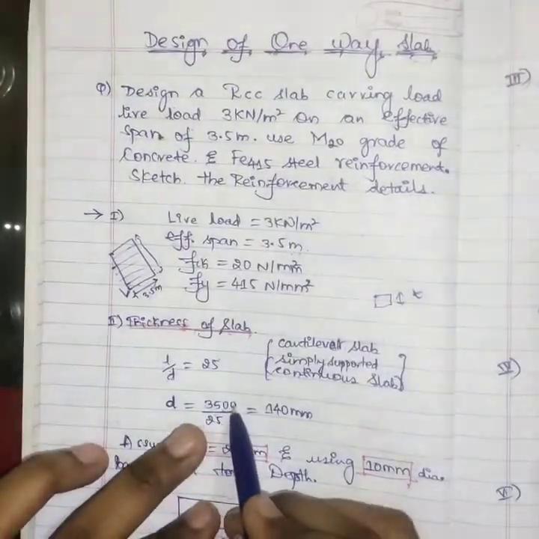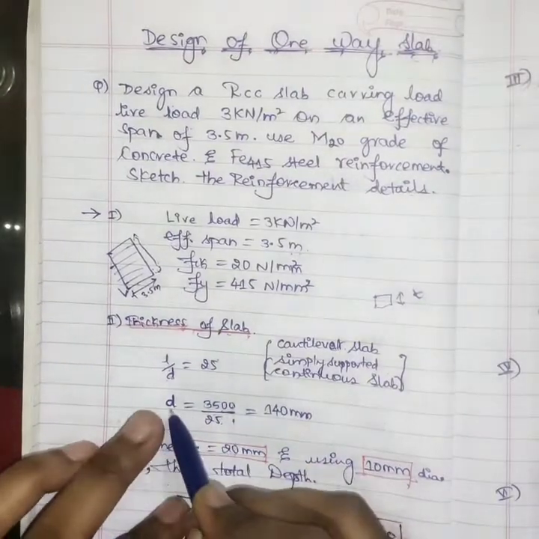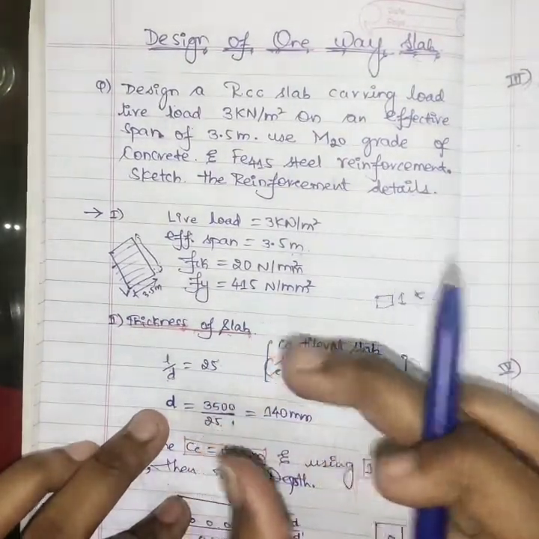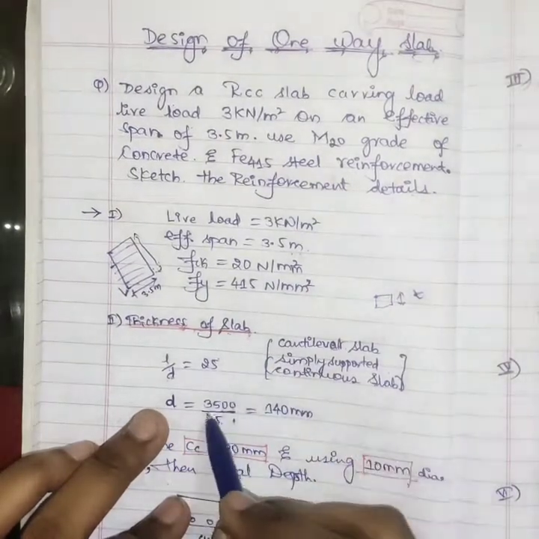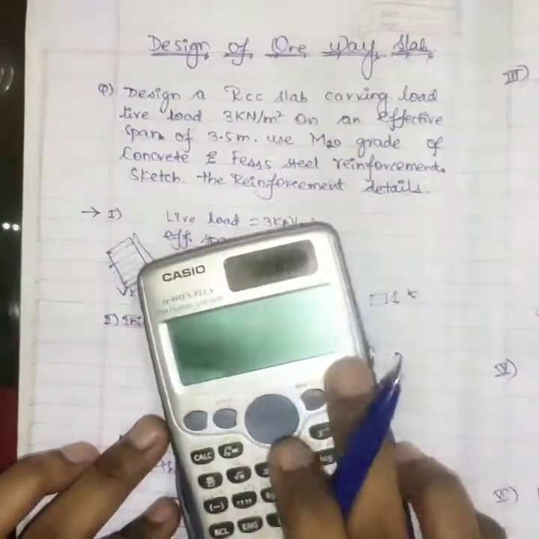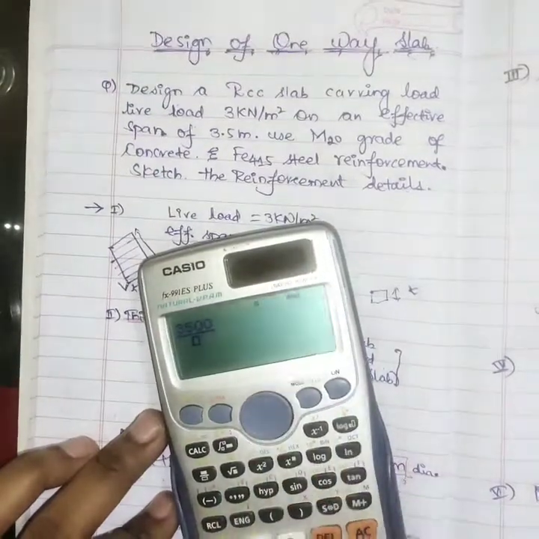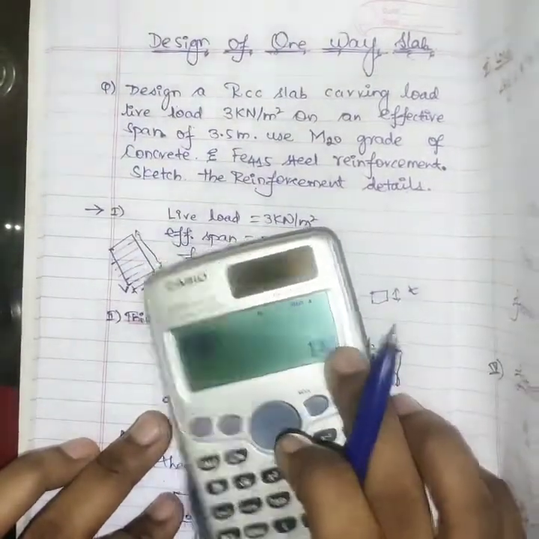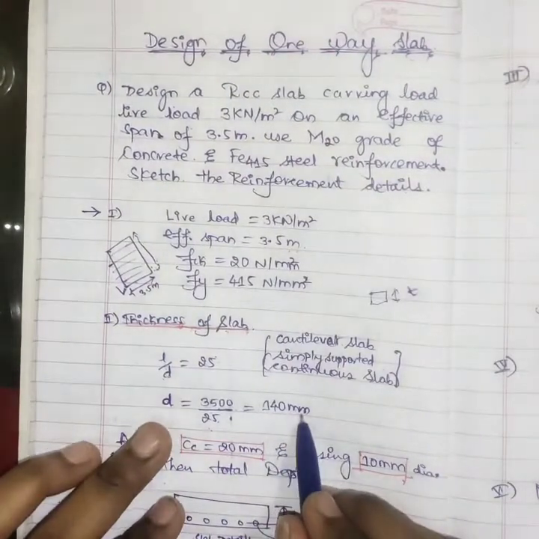We have written it like this. In the formula, the 25 is as it is. So the total depth of the slab will be the length divided by 25. The effective length is 3500 divided by 25. So the total d required becomes 3500 divided by 25. Let us see, 140 mm is the answer. So the effective depth is 140 mm.